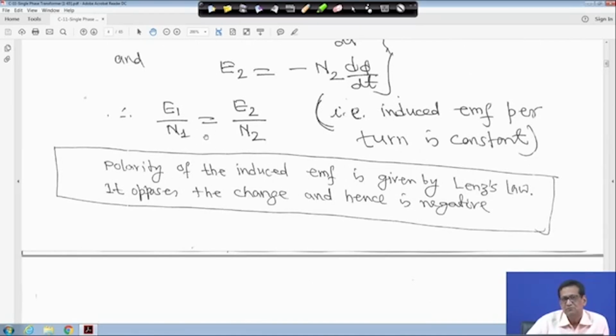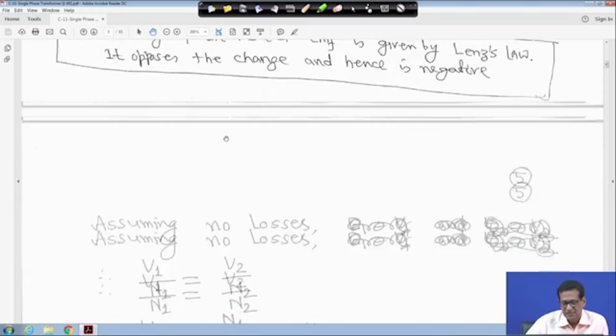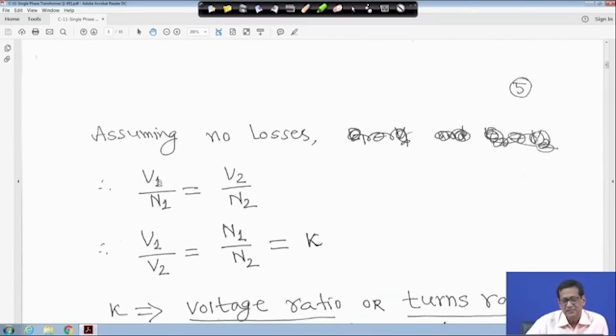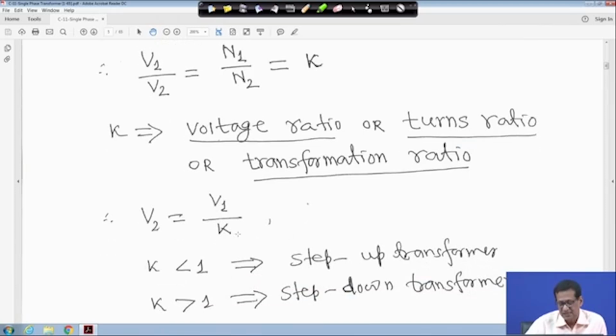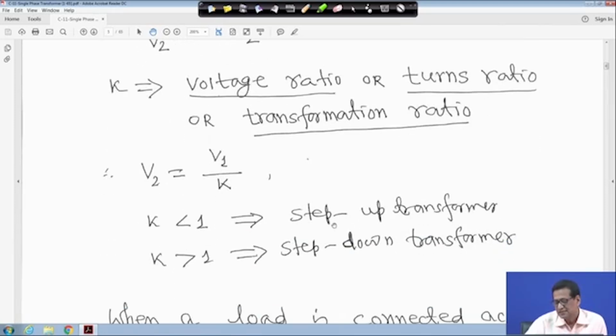If we assume there is no loss, then the terminal supplied voltage V1 by N1 is equal to V2 by N2. V1 is the primary side voltage and V2 is the secondary side voltage. Therefore, V1 by V2 is equal to N1 by N2 is equal to K, which is called the turns ratio. K is the voltage ratio, turns ratio or transformation ratio. Therefore, V2 is equal to V1 upon K. If K is less than 1, it is called a step up transformer, and if K is greater than 1, it is called a step down transformer.